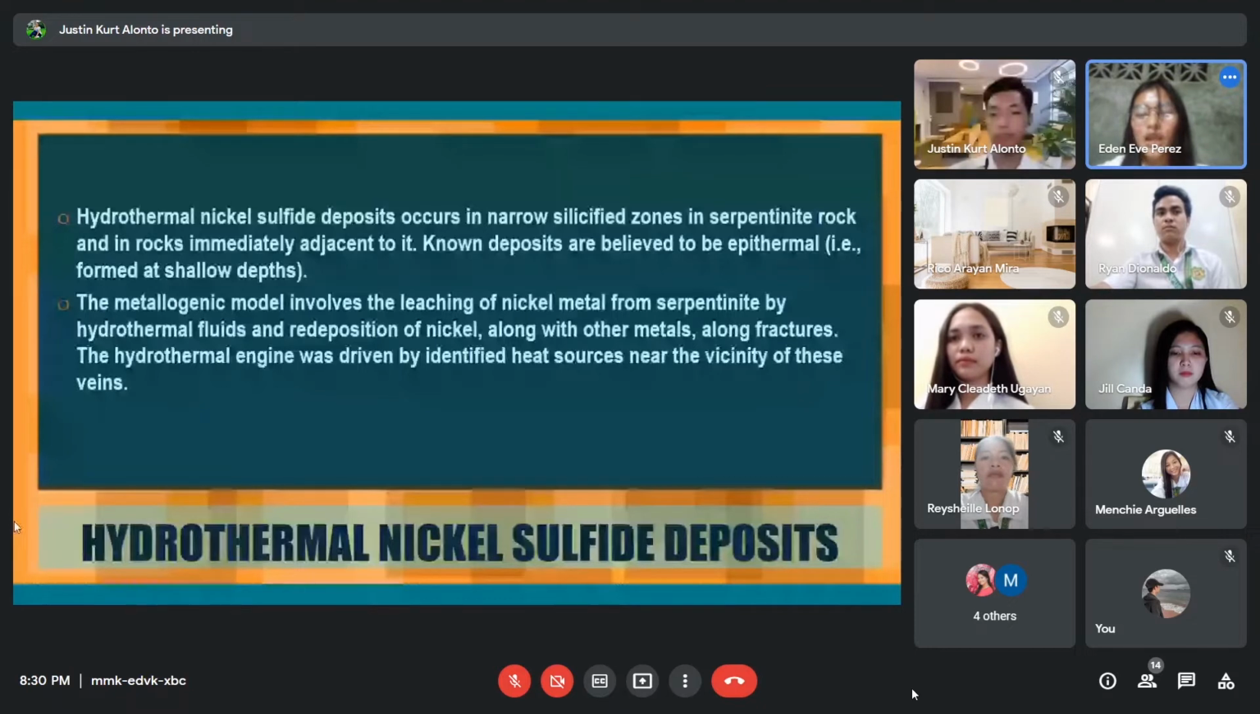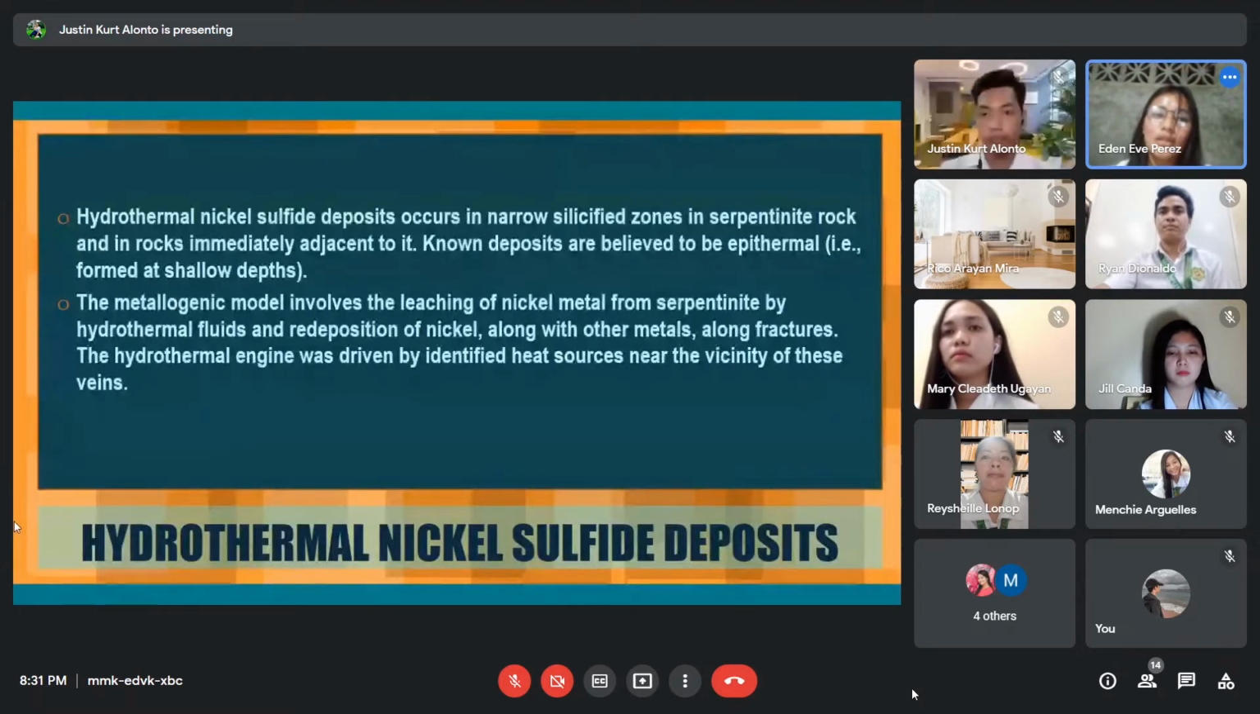Then according to the metallogenic model, it involves hydrothermal fluids leaching nickel metal from serpentinite and nickel along with other metals depositing along fractures. The hydrothermal engine was propelled by heat sources which were discovered near these vents.